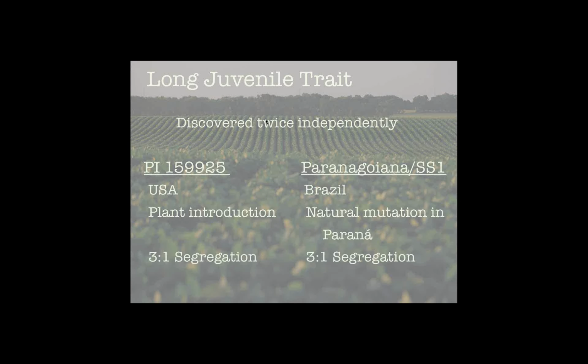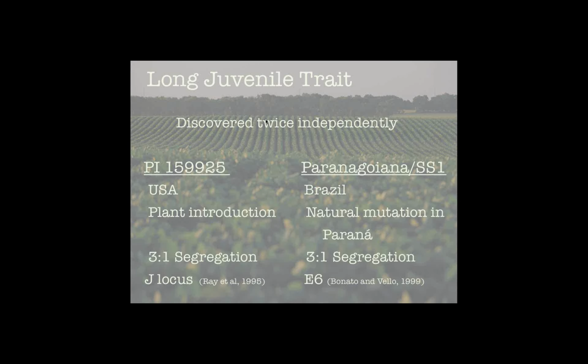Both of these traits, when discovered, exhibited a 3-to-1 segregation, leading to the conclusion that the long juvenile trait was under the control of just a single recessive gene. In Ray's group, the long juvenile trait observed in PI 159925 was named the J locus, whereas little j would be the long juvenile trait, conditioning delayed flowering. Bonato and Velo in Brazil named this the long juvenile trait E6 when observed in Pranagoyana and SS1, whereas little e6 conditions delayed flowering.